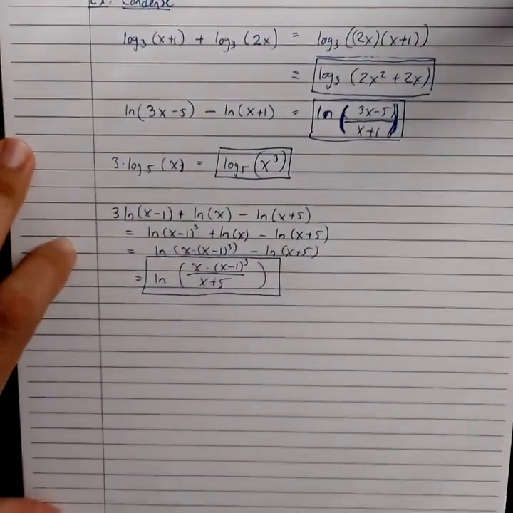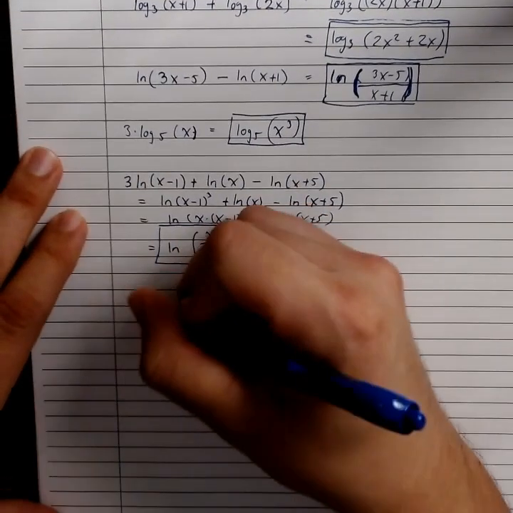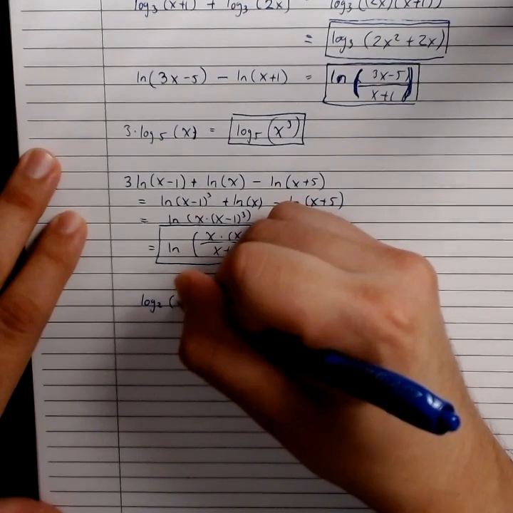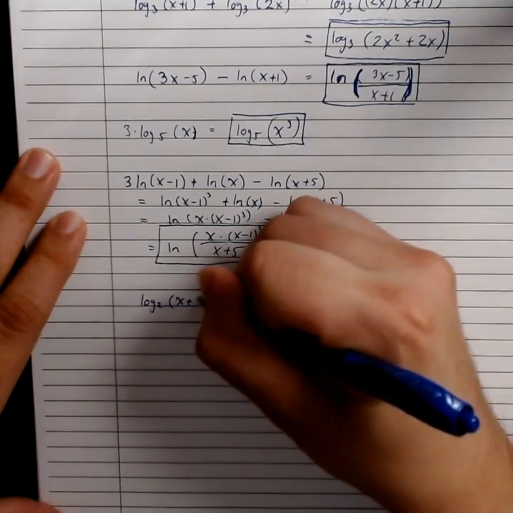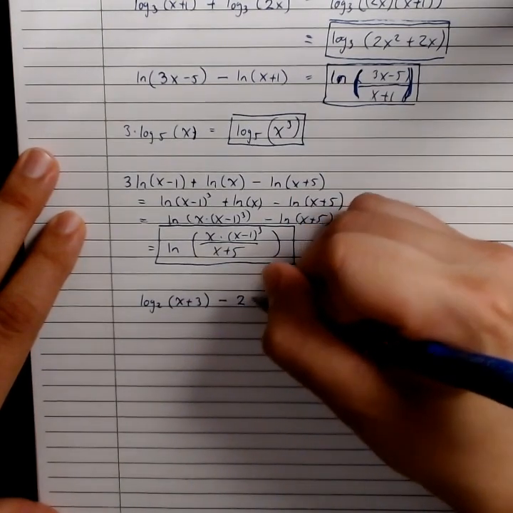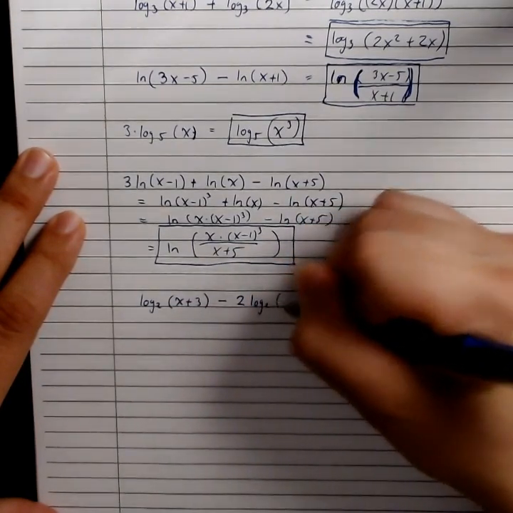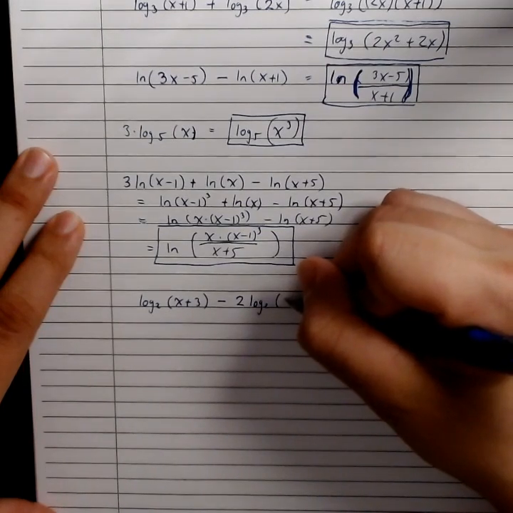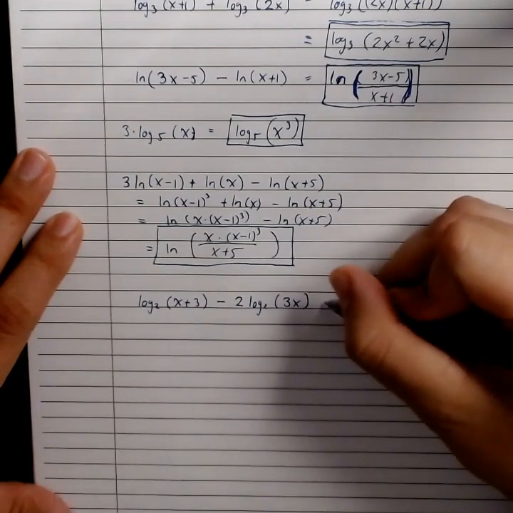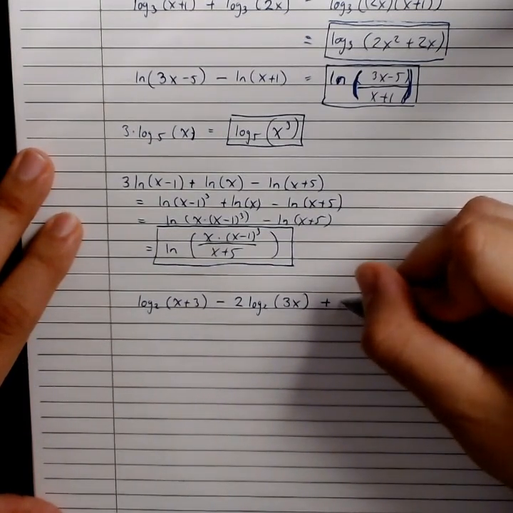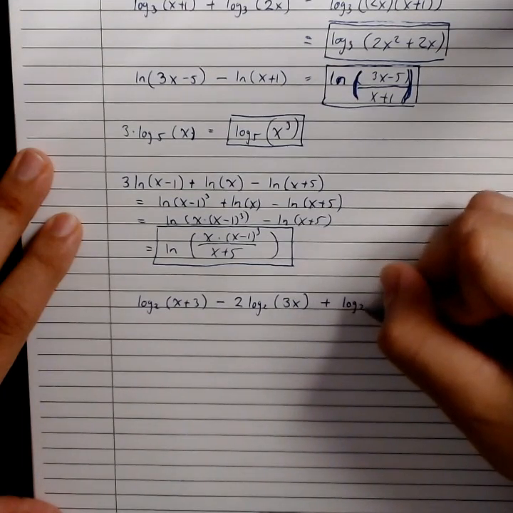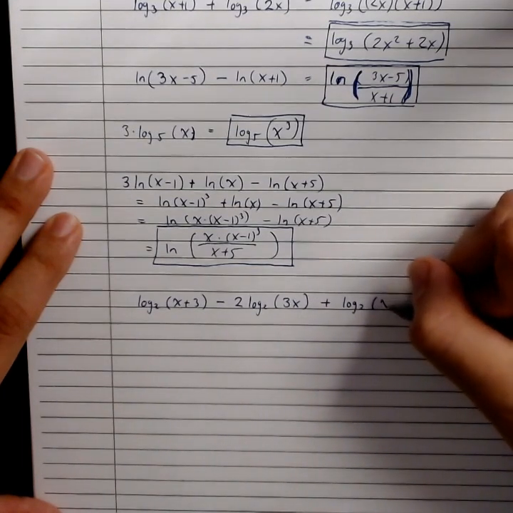All right? So now, let's take a look at another example. Let's say you have the log base 2 of x plus 3, minus double the log base 2 of, let's say, 3x. And then over here, let's go ahead and add, let's say, log base 2 of x minus 1.